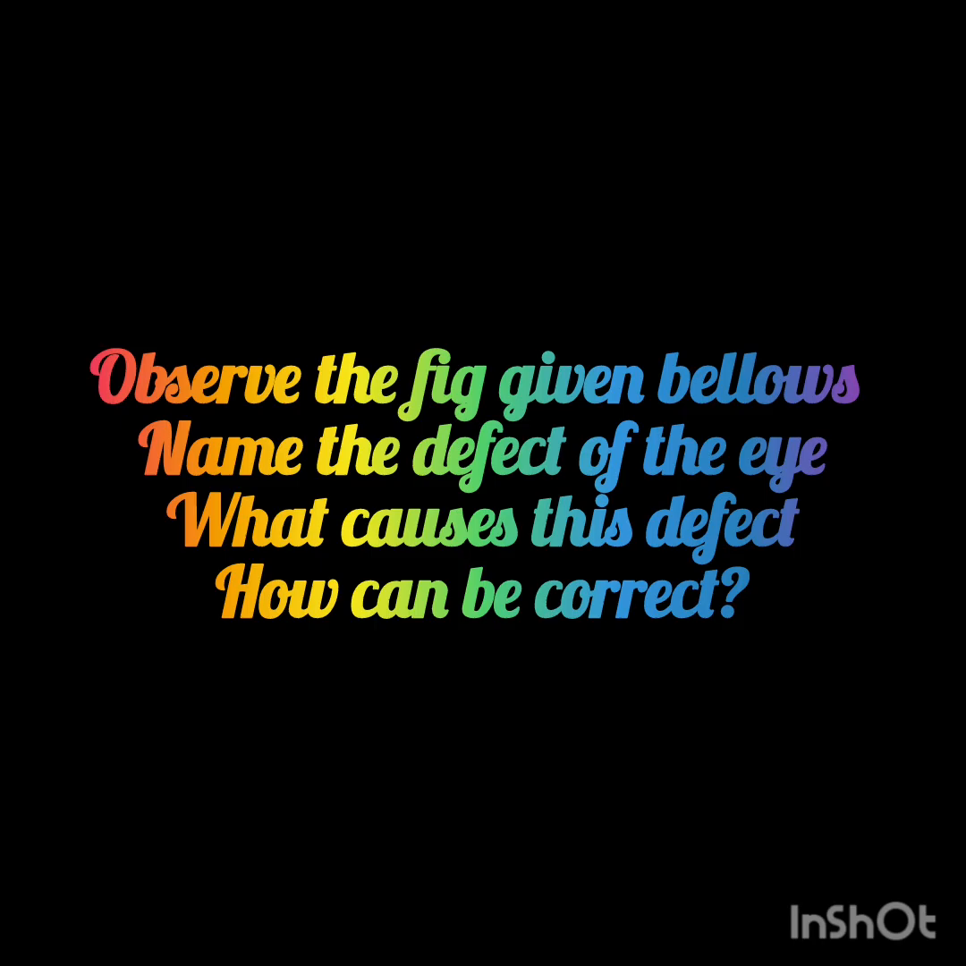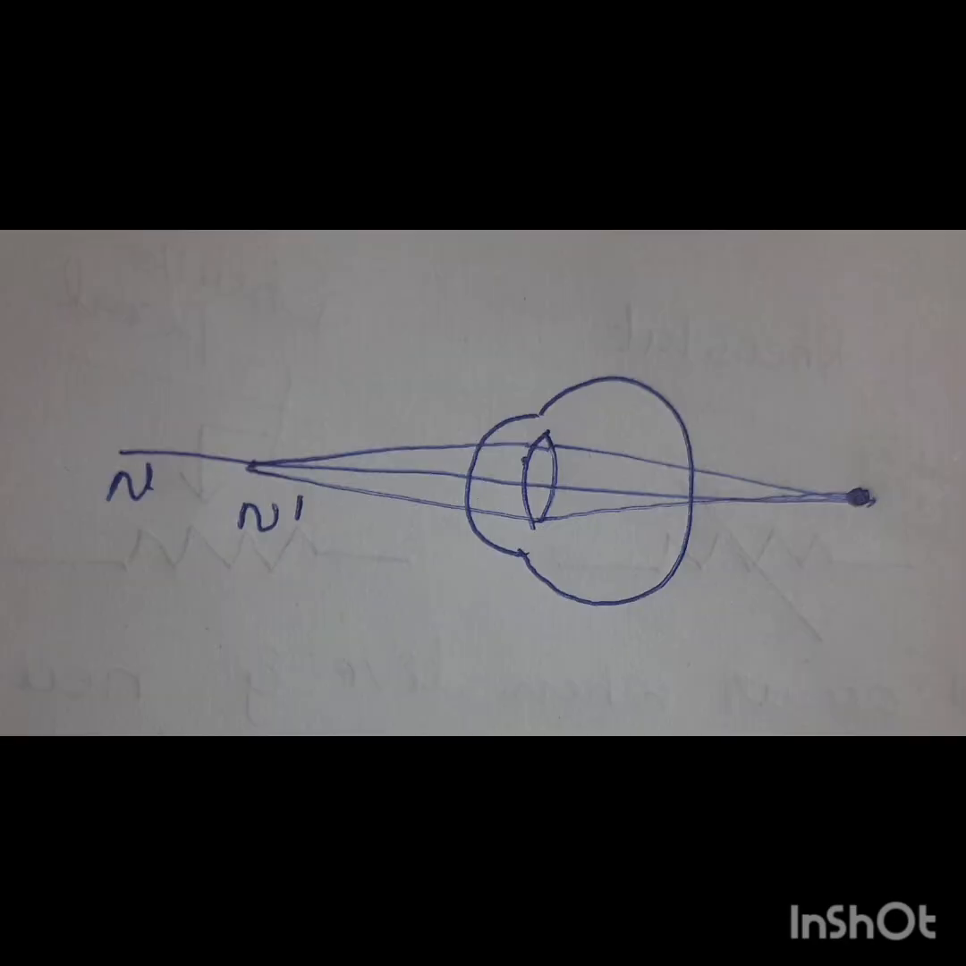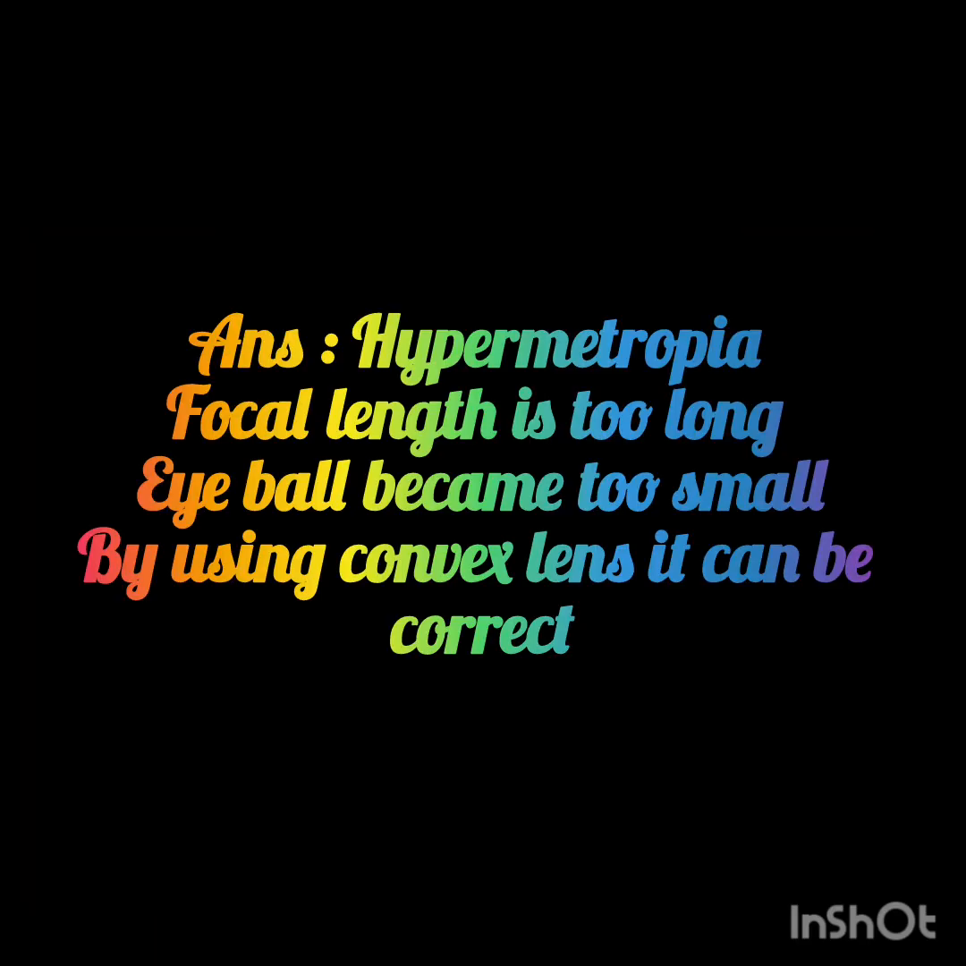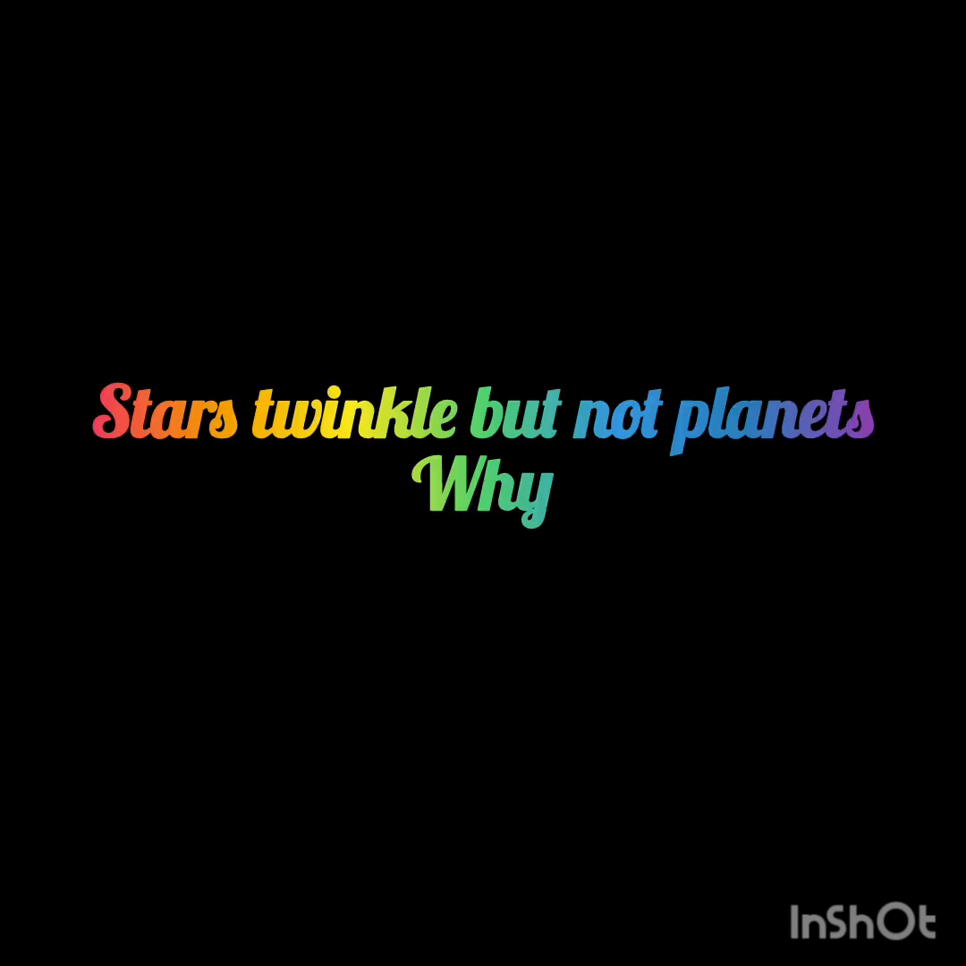Observe the figure given below. Name the defect of the eye. What causes this defect? How can it be corrected? Observe this and say which defect this is. Answer: hypermetropia. Because the focal length is too long and the eyeball is very small, it can be corrected using a convex lens. You all know, for hypermetropia, a convex lens.